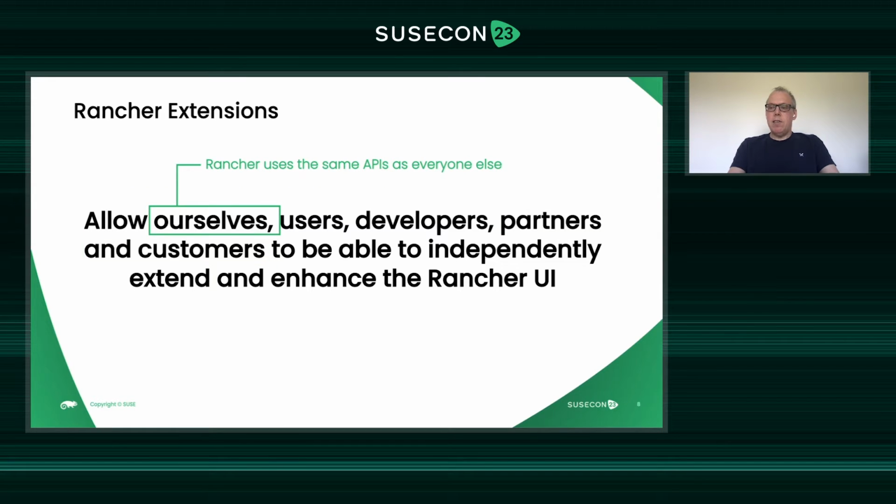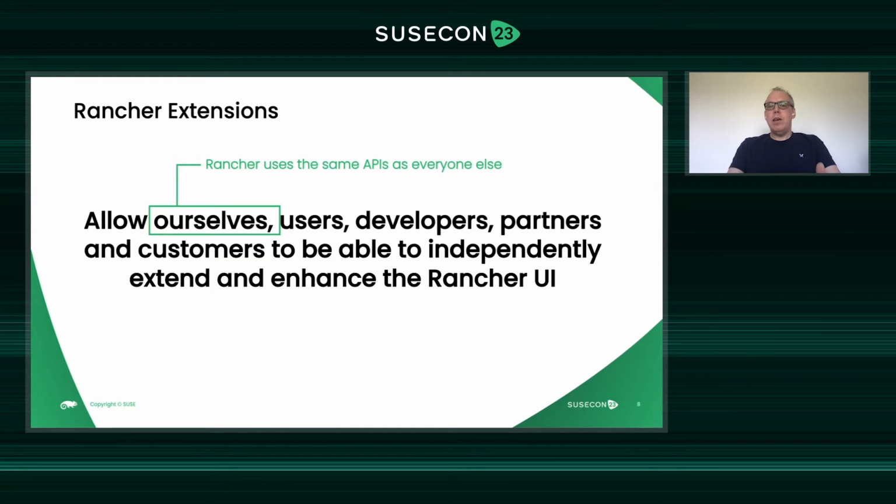And then lastly, ourselves, right? Why is this important? Well, we want to make sure that Rancher engineering is using the same APIs as everyone else. This is not intended to be a bolt-on where Rancher itself uses behind-the-scenes APIs, and everyone else gets an API that can't quite do the same. And we're not at this point yet.